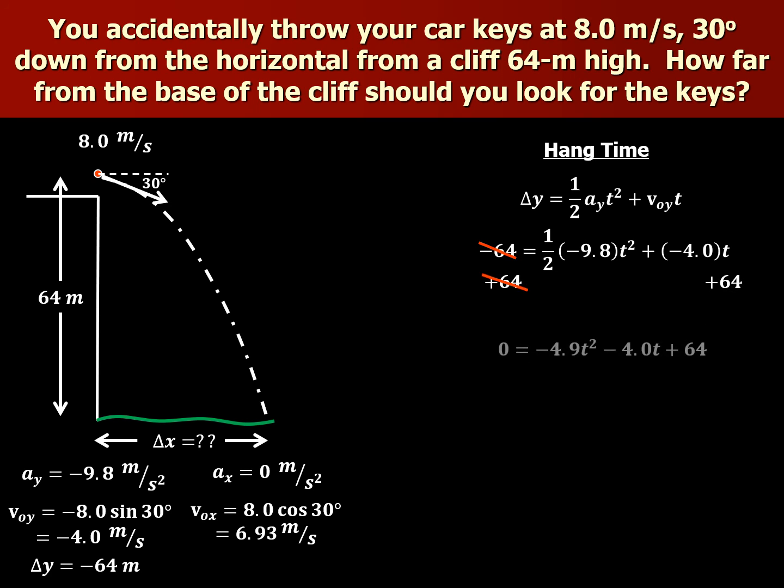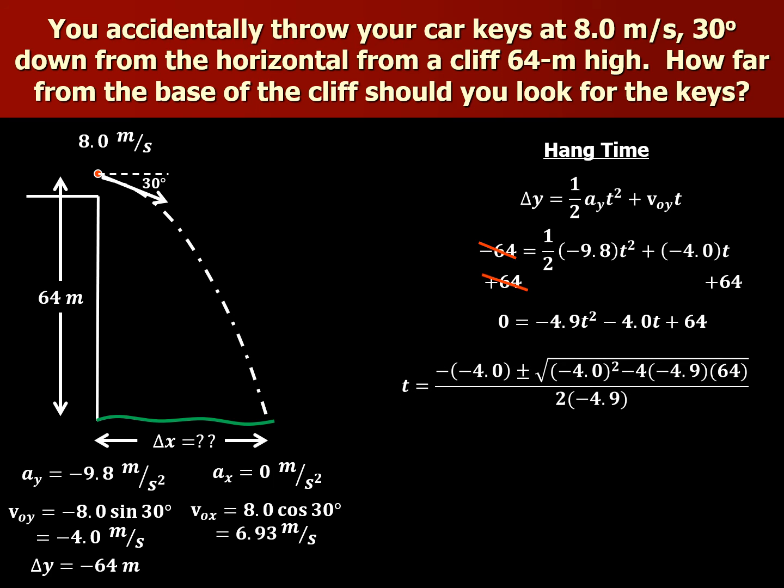We're going to add 64 to both sides. Take half of the acceleration, and you get negative 4.9 times time squared minus 4 times time plus 64 equals 0. This is a quadratic equation, so let's go ahead and use our quadratic formula. Plug all of our numbers in. We got b is negative 4, a is negative 4.9, and c is 64. And we get time equal to negative 4.05 seconds, or we get time equal to 3.23 seconds.